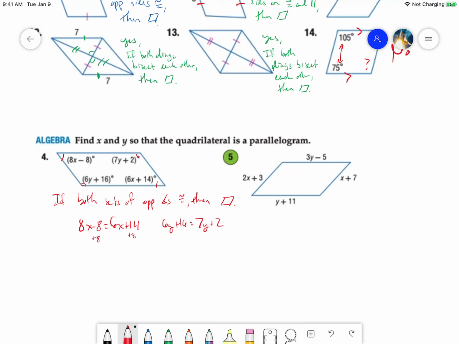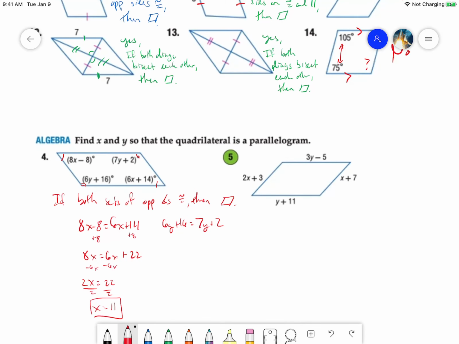And again, the geometry comes from the setup, guys, not the algebra. Okay. So now when I add 8 to both sides, I get 8x is equal to 6x plus 22. Minus 6x, 2x is equal to 22, divided by 2, and x is therefore equal to 11. Okay.